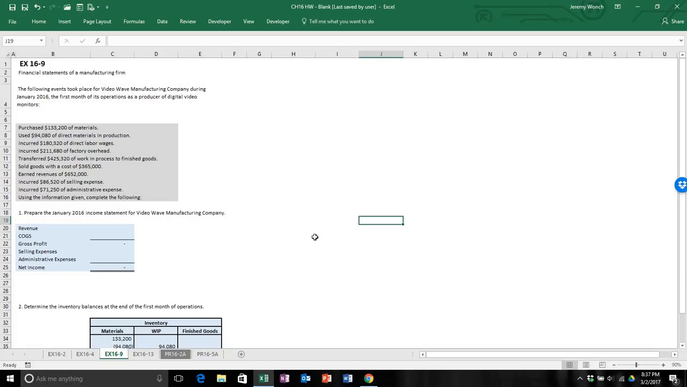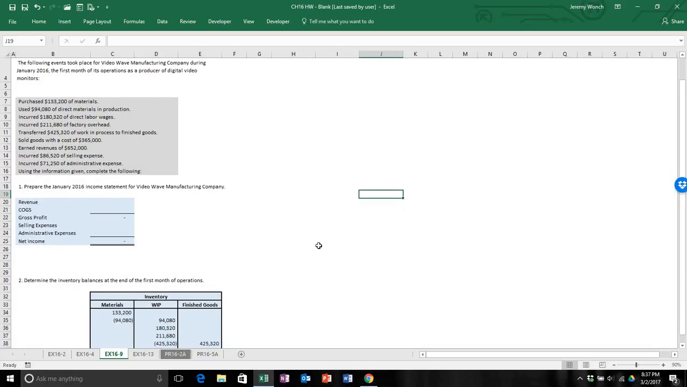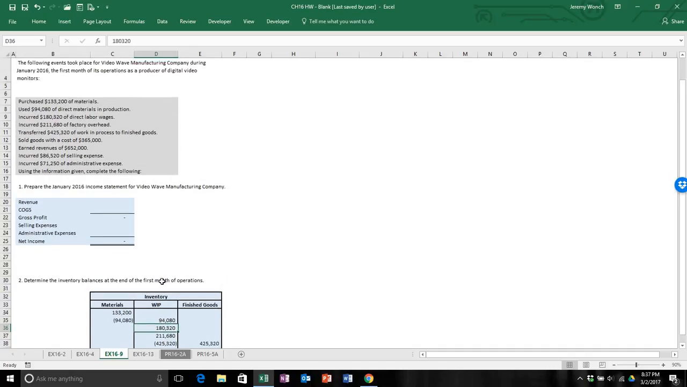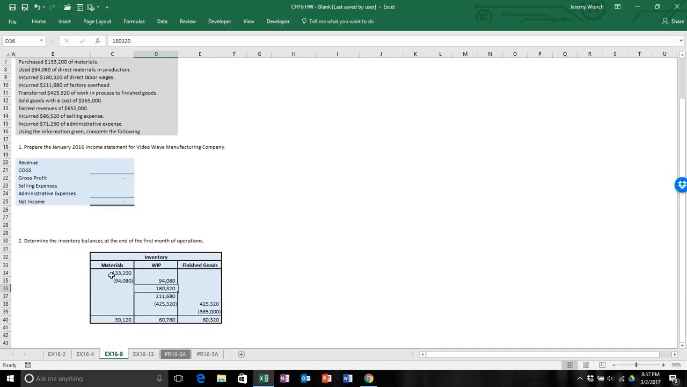It looks like it's asking us to do two things. It's to prepare an income statement for the period and also determine the inventory balances at the end of the first month of operations. It looks like I left some of our numbers in here, so that makes it a lot easier.